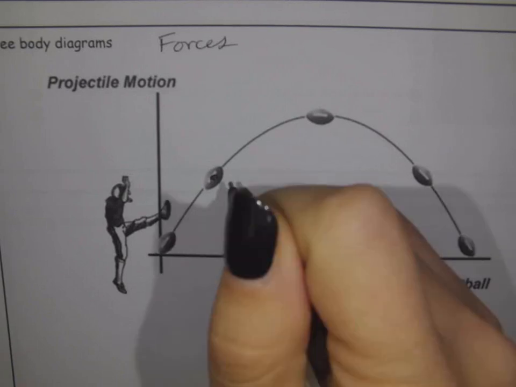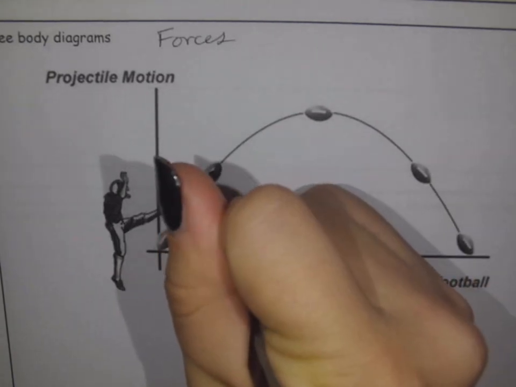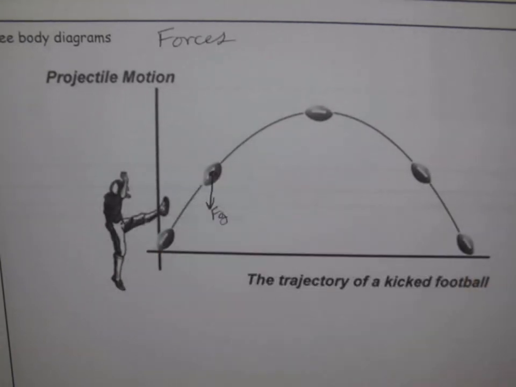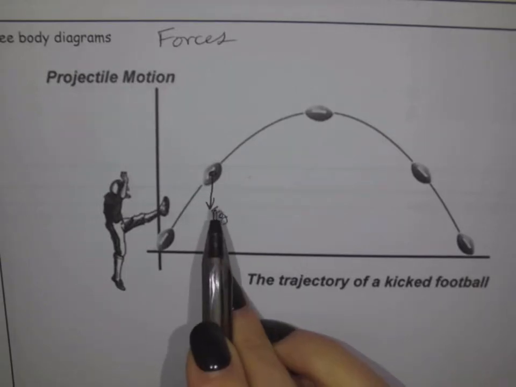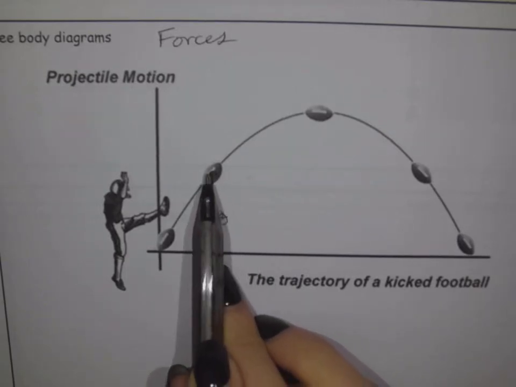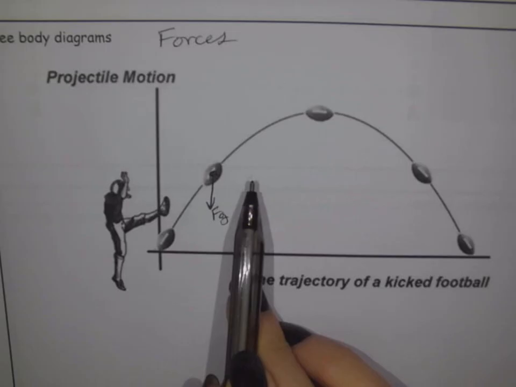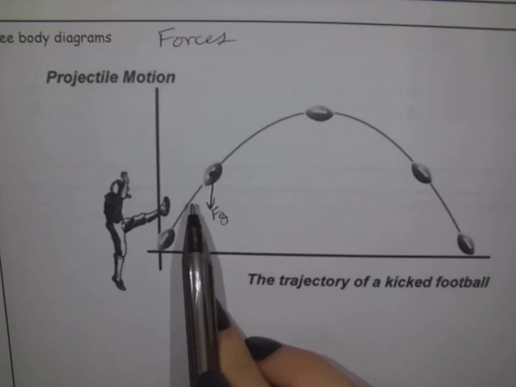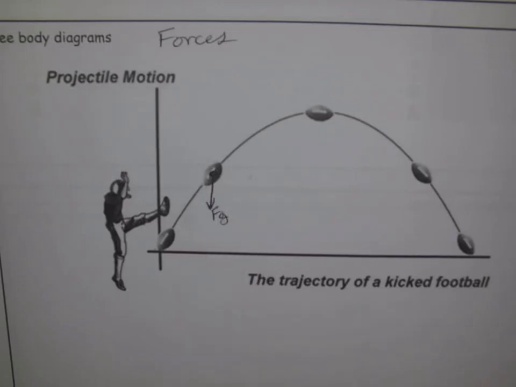Well, the football has mass, so we have a force due to gravity, which is going straight down to the ground. We do not have a forward force acting on this. Now, something that we could say is maybe some air resistance, but to make our lives easier, like physicists often do, let's say it's in a vacuum. So no air. So are there any other forces acting on the football? And the answer is no.